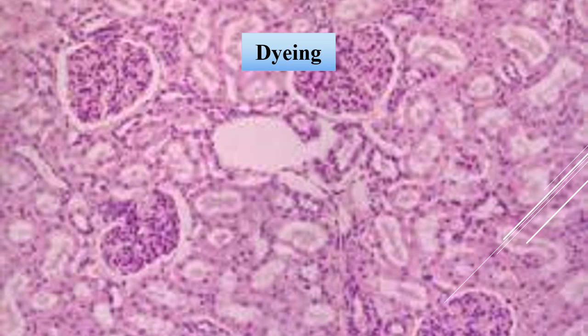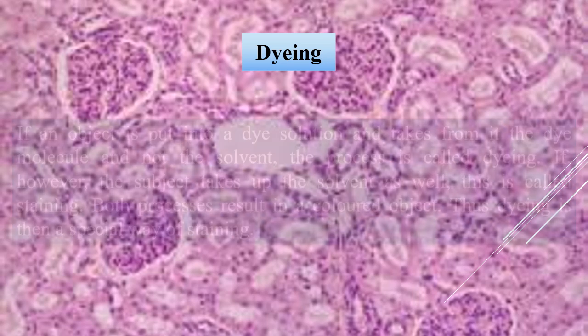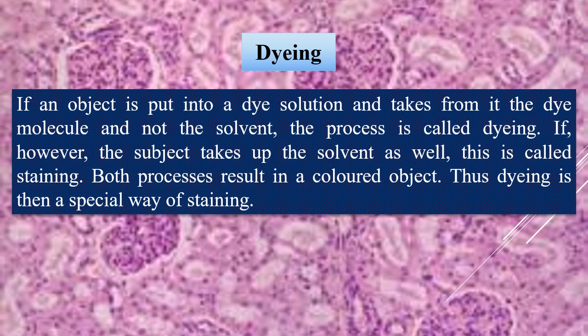Someone can ask, what does dyeing mean? The word dyeing is used when we talk about using a dye for staining. So, if an object is put into a dye solution and takes from it the dye molecule and not the solvent, the process is called dyeing. If, however, the subject takes up the solvent as well, this is called staining. Both processes result in a colored object. Thus, dyeing is a special way of staining.